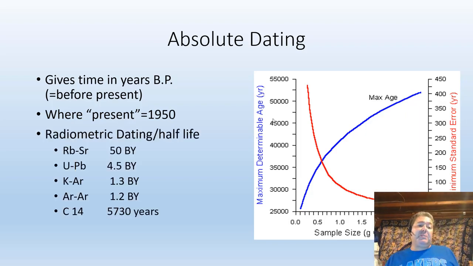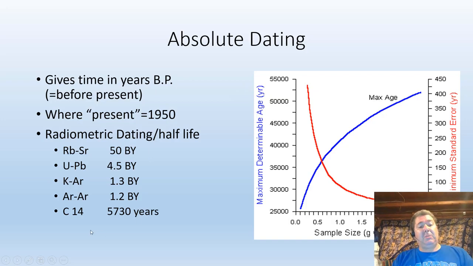There are a bunch of different types of radiometric dating. Carbon-14 is probably one you've heard of. Argon-argon, potassium-argon, uranium-lead, rubidium-strontium. These are all different things that we can date. Basically, these are all radioactive elements that decay, and they decay at a known rate. This is called half-life decay.